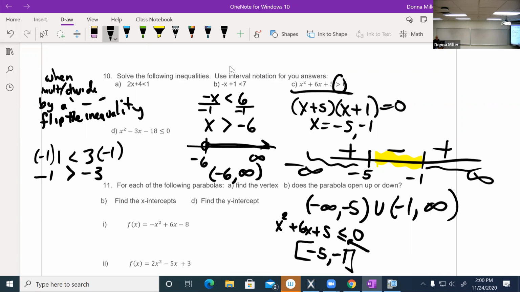All right, do I need to do any more with inequalities? You guys good? Write this one down. Where's my somebody? That's what I need. All right. I'm going to clear this.